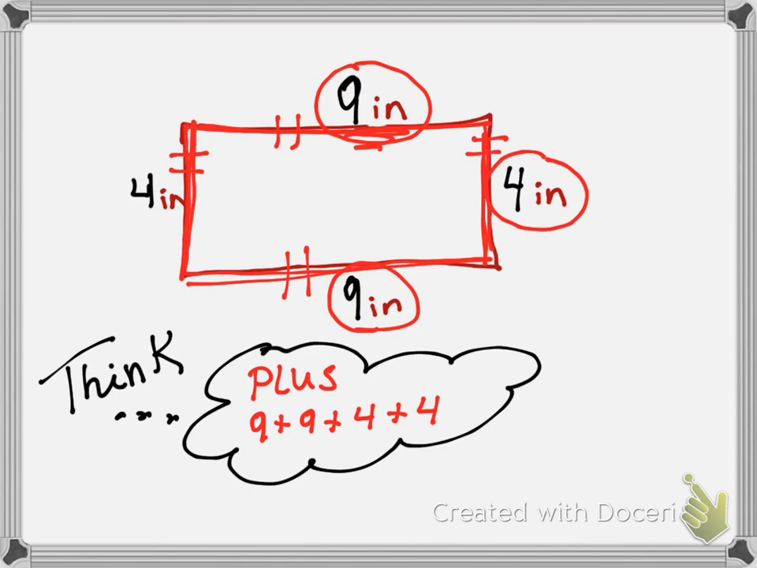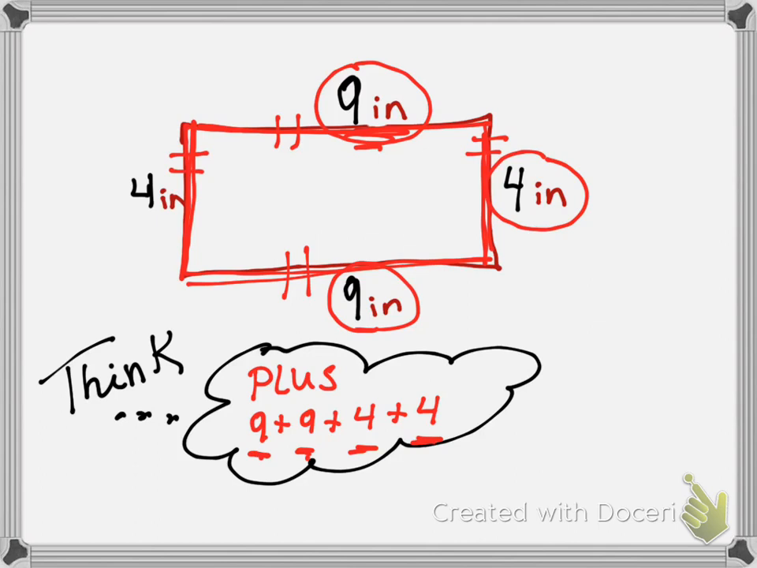So when we're trying to figure out the perimeter of this, we must think. We need to find the amount around this rectangle. How many inches in total is around this rectangle? So we need to add up all the sides. It is basically length plus length plus width plus width. So 9 plus 9 plus 4 plus 4.